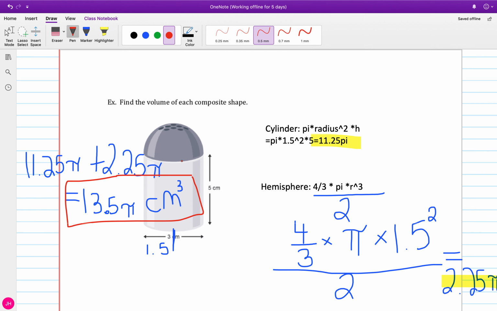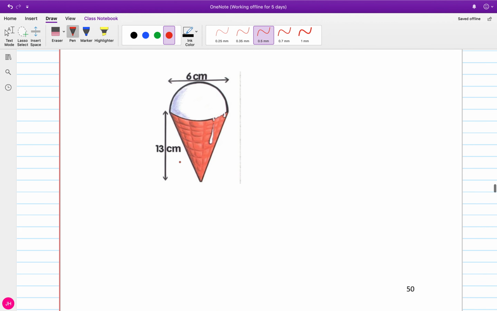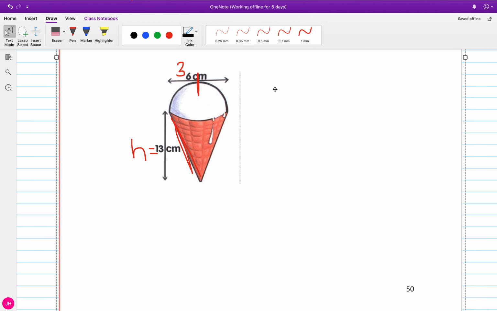All right, let's do one more composite shape. Again, it's that same ice cream cone that we looked at before we did surface area. The radius is halfway across, so the radius is 3. And the great news is this was the height. Last time we worked it, we needed the lateral height right here, so we had to use the Pythagorean theorem. We don't need that today, so it's going to make it a lot easier. We've got two different shapes, so I'm going to start with the cone.